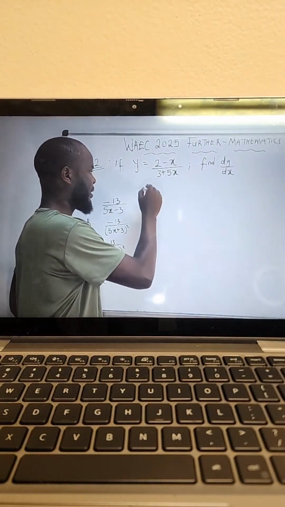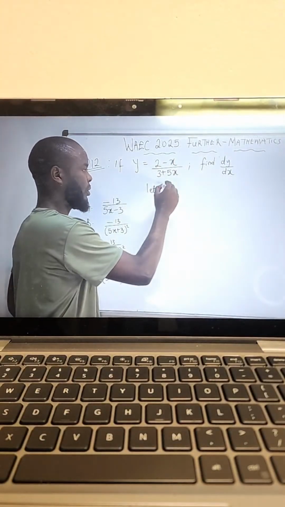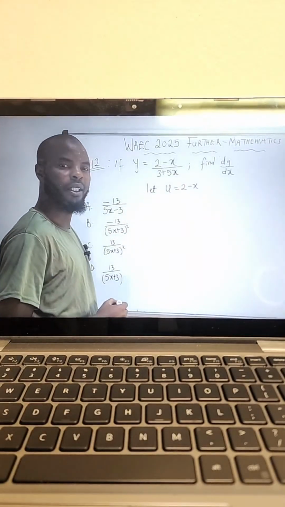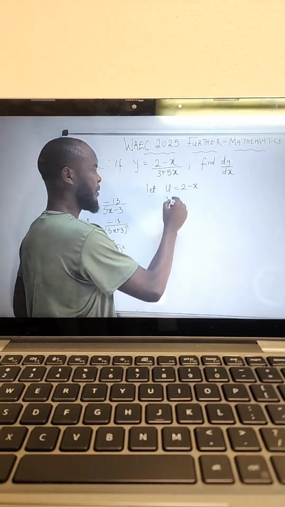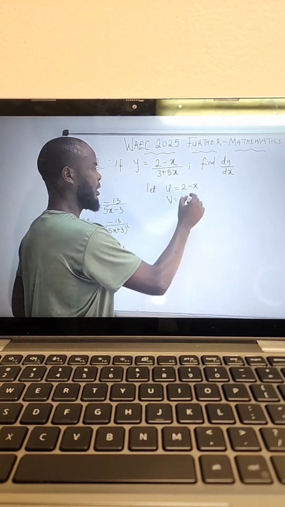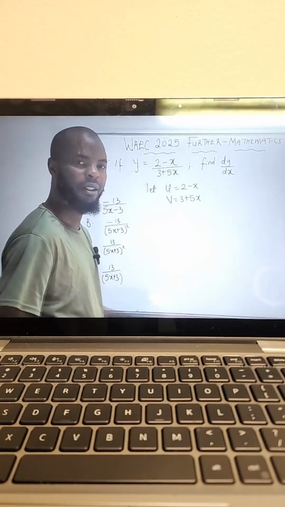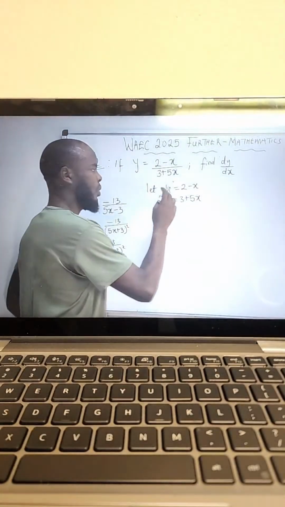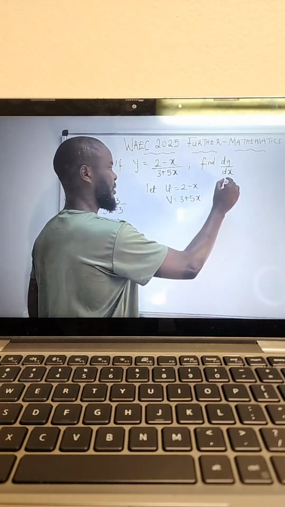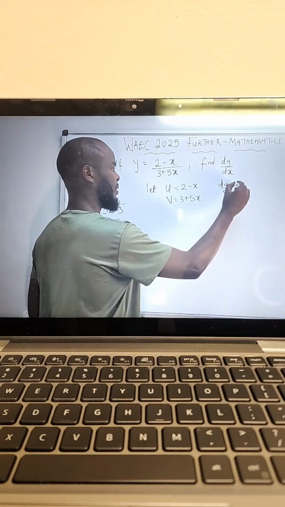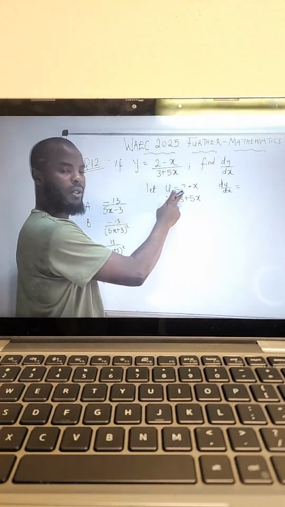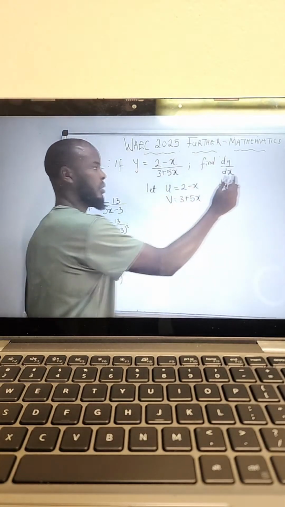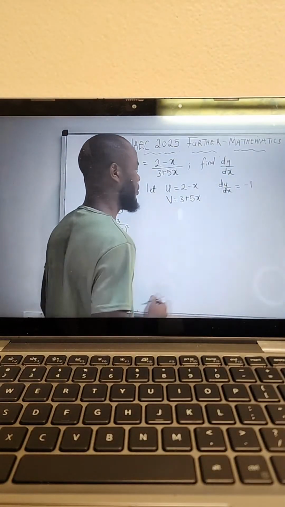So to do this, let the numerator be u. Let u be equal to 2 minus x. And also let v be equal to 3 plus 5x. So the numerator is u and the denominator is v. Now, what is the derivative of u with respect to x, du/dx? If you differentiate this, this is a constant, right? So you don't need this. This is going to be 0. But if you differentiate negative x, it's going to be negative 1.